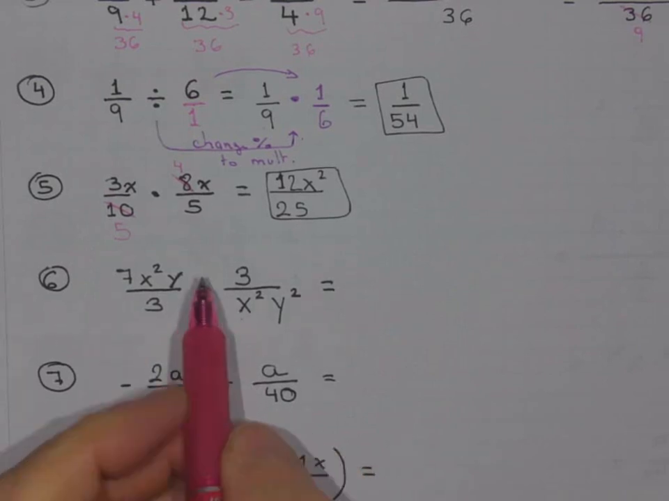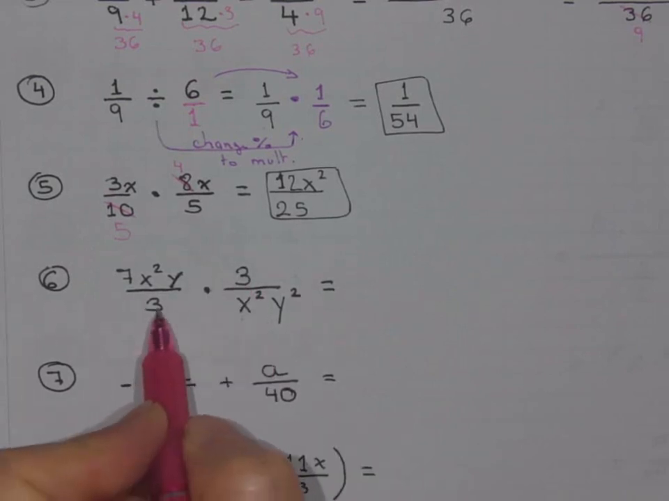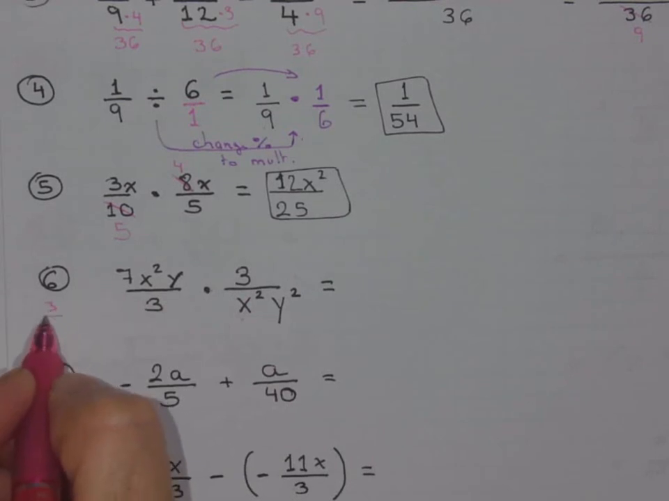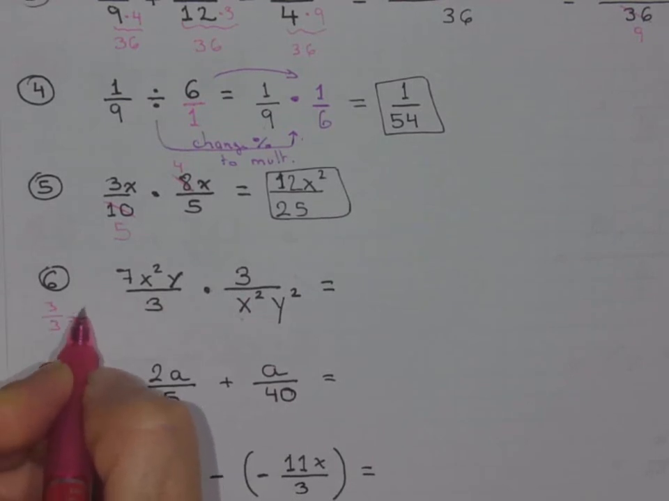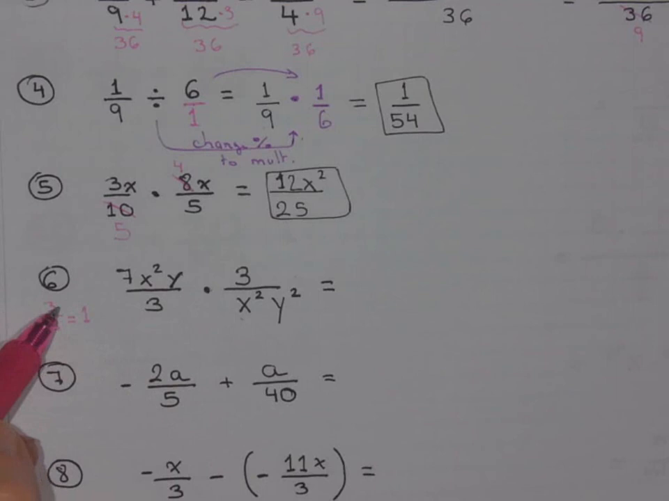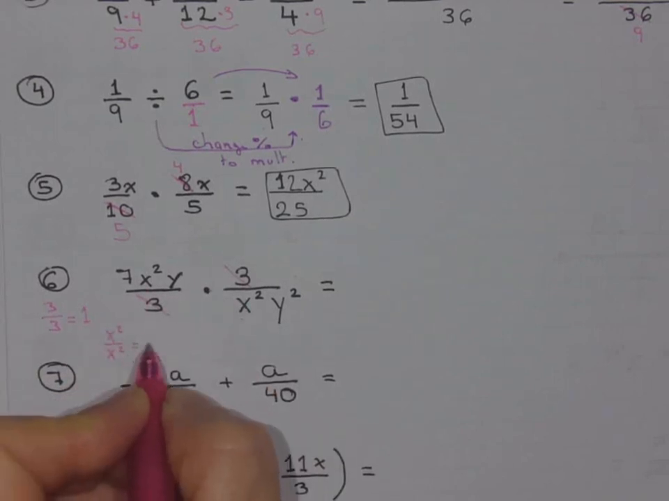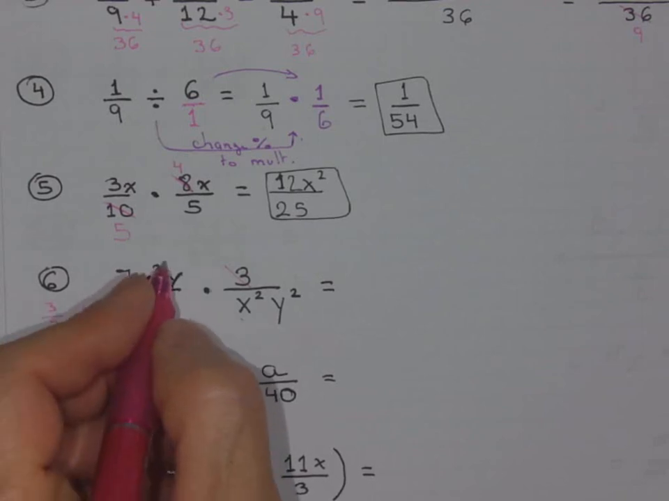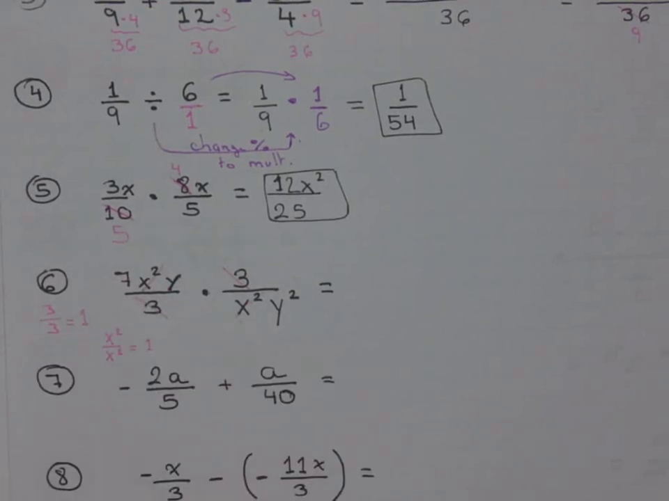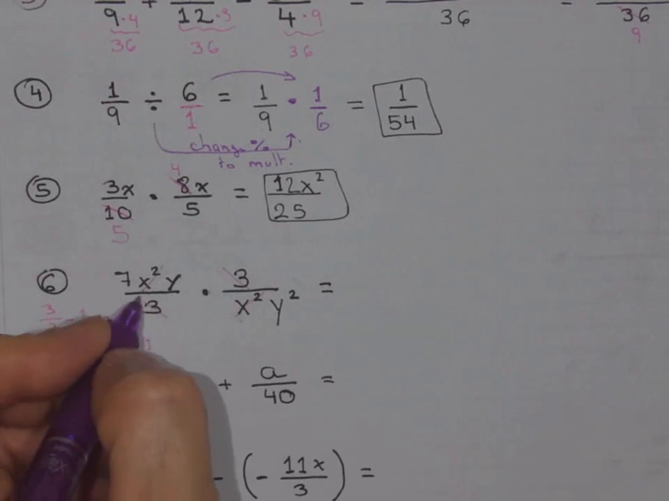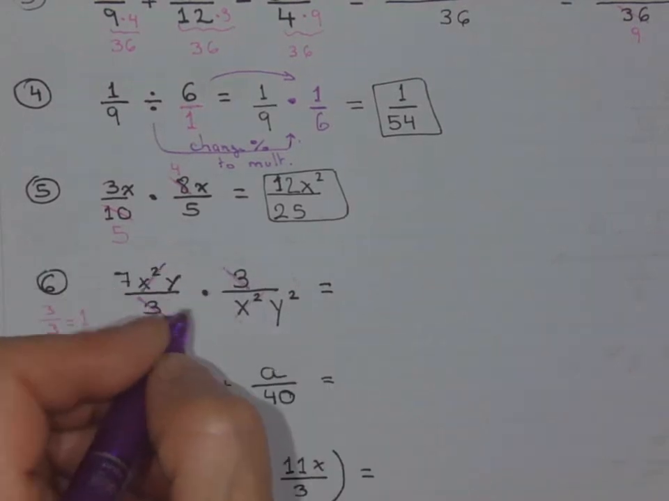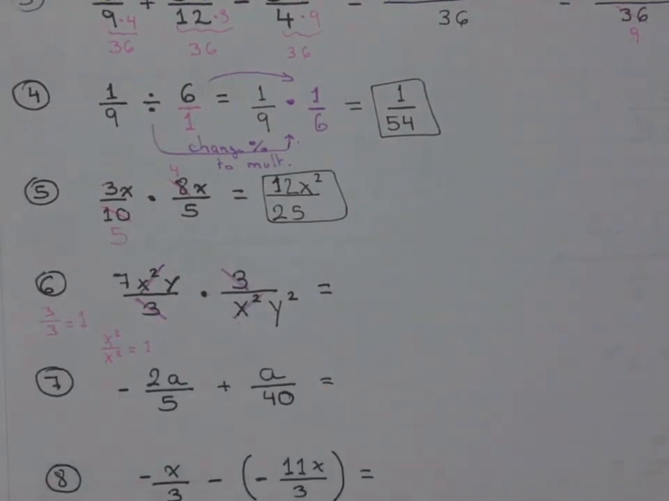When you're multiplying, 3 over 3 is just equal to a 1, right? So because 3 over 3 is 1, we can cancel them out. x squared over x squared, well, this also is a number over itself, that also is a 1. So the x squared and the x squared are also gone. You don't really see that well, do you? Maybe a little bit better.